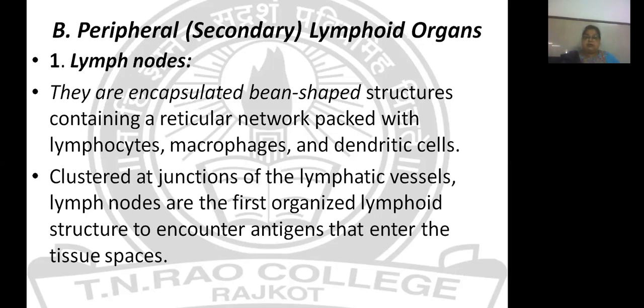The lymph nodes are the first organized lymphoid structure to encounter antigen that enters from the tissue spaces. Bloodborne antigens directly enter into the blood, but those pathogens which enter through an organ or tissue first enter into the tissue fluid and are then poured into the lymph, and there they encounter the immune cells.